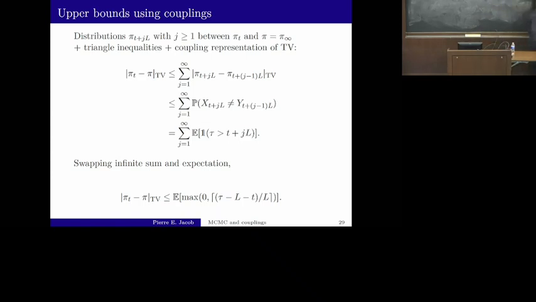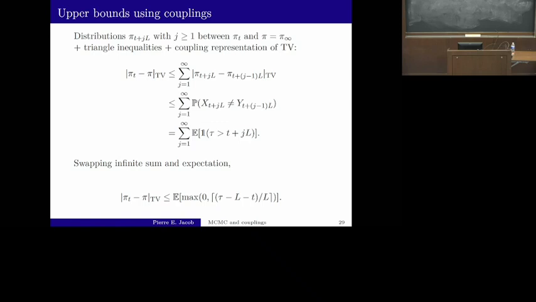And I'm simplifying the expression. So if I'm just swapping expectation and limit, I have the expectation of the number of indices j such that tau is more than t plus jL. You can count how many integers there are there, and it's equal to that number, the ceiling of (tau minus L minus t) divided by L.